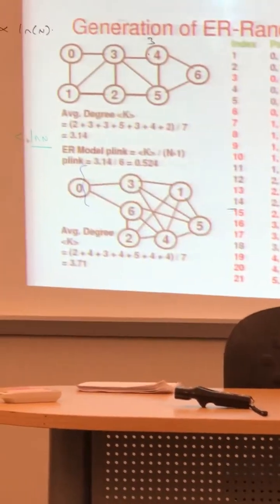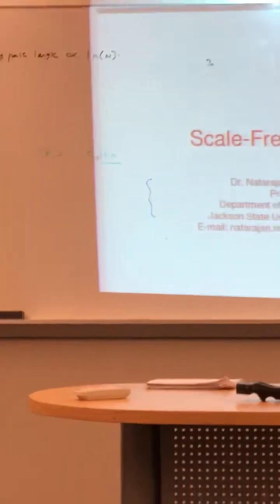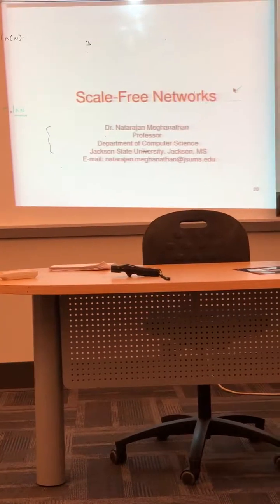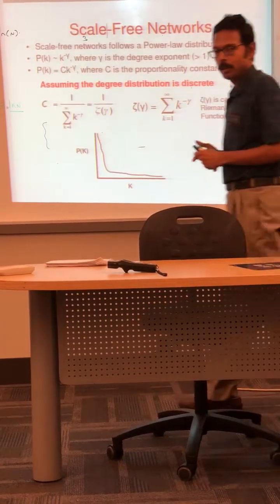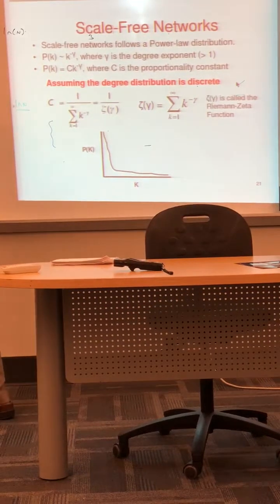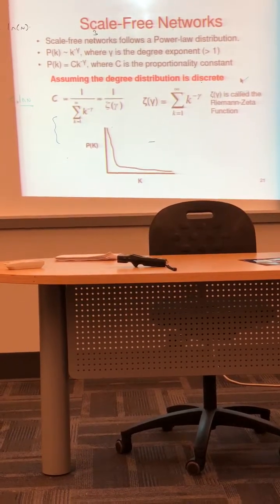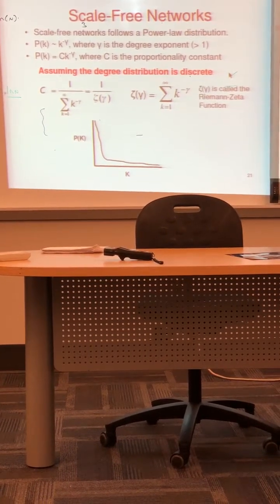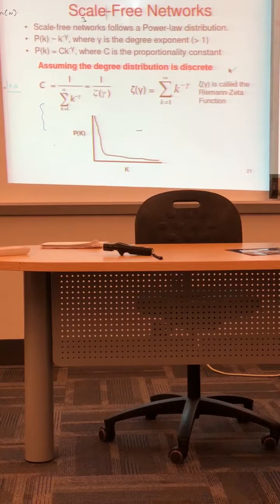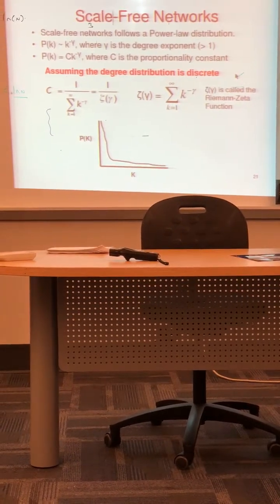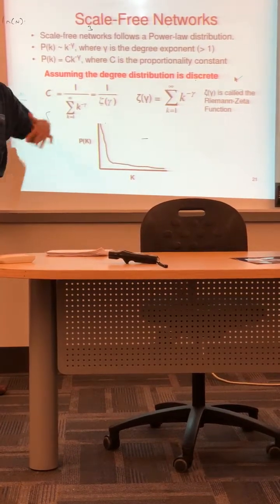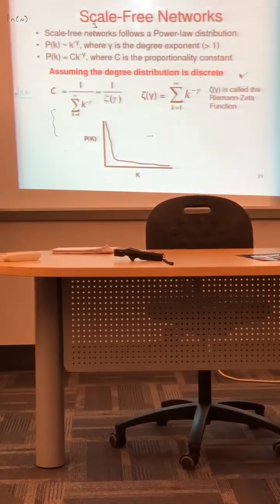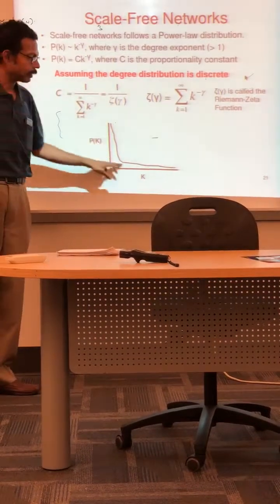Okay, so we're done with the random network model. So let us now move on to scale-free network. Scale-free network is the type of network model where you see some preferential attachment. So some nodes are preferred for attachment to other nodes and so on. Like a random network follows a Poisson distribution for the node degree, a scale-free network follows a power law distribution. So power law distribution is something like this.